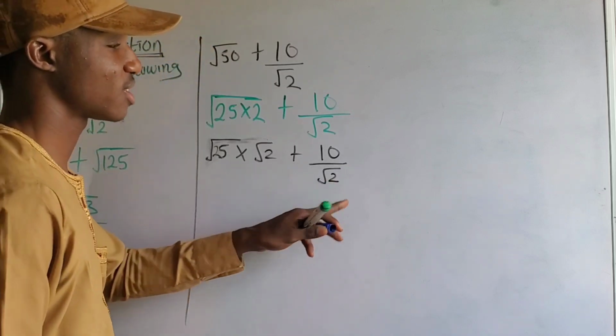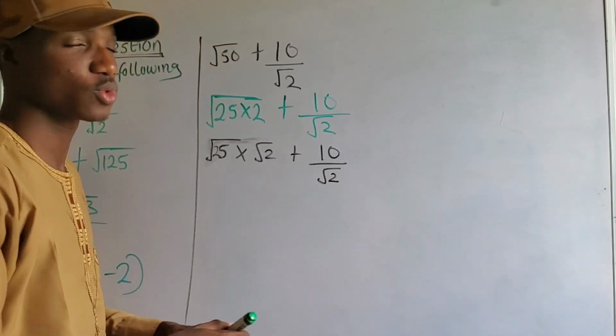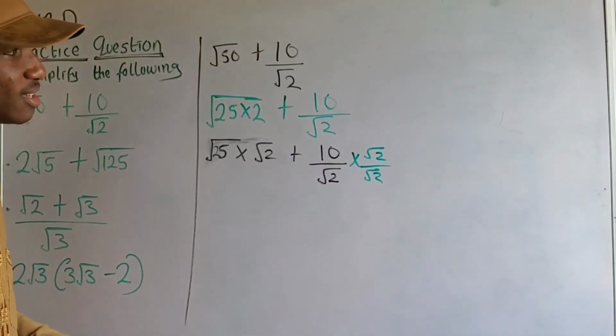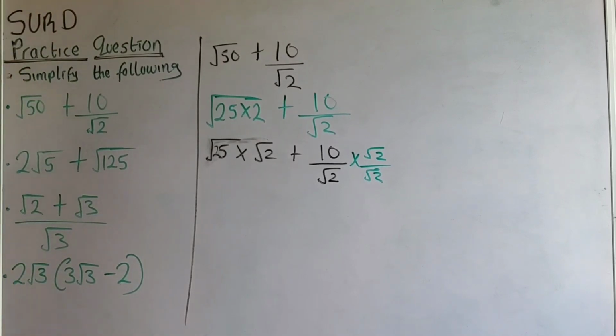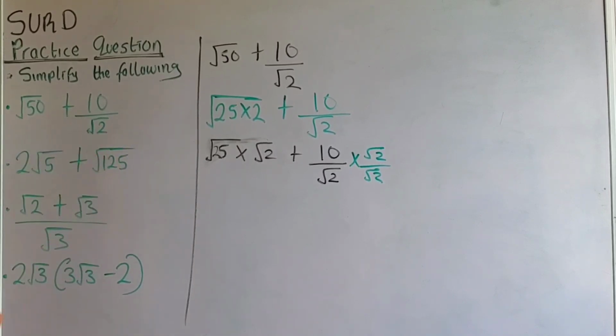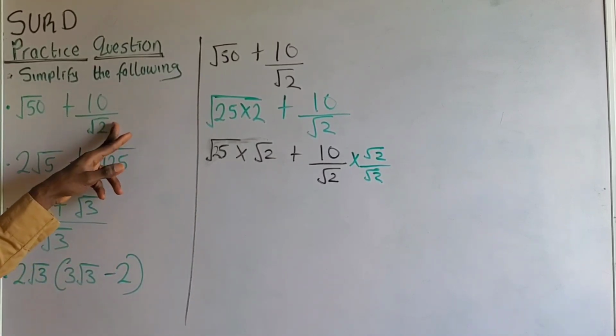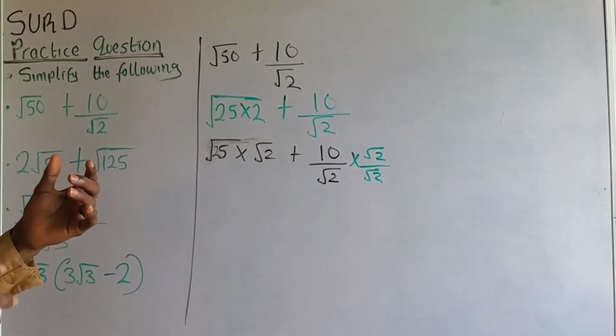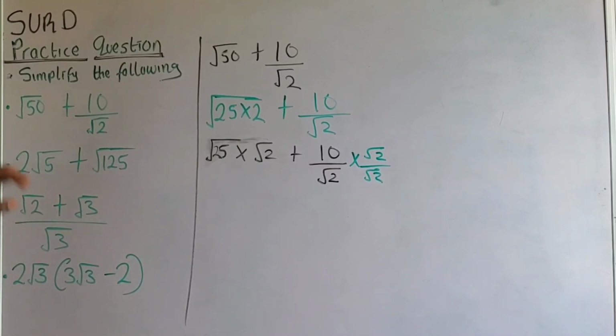Okay, let us rationalize this second part also. If you want to rationalize 10 over root 2, we are going to have this times root 2 all over root 2. That's it. If you want to simplify any surd, the first step is that if you have an irrational number at the denominator of a fraction, for example, 10 over root 2 is a fraction, you have to rationalize it. The goal of rationalizing is to make the denominator become a rational part, that is a part that doesn't have a square root. Do you understand?